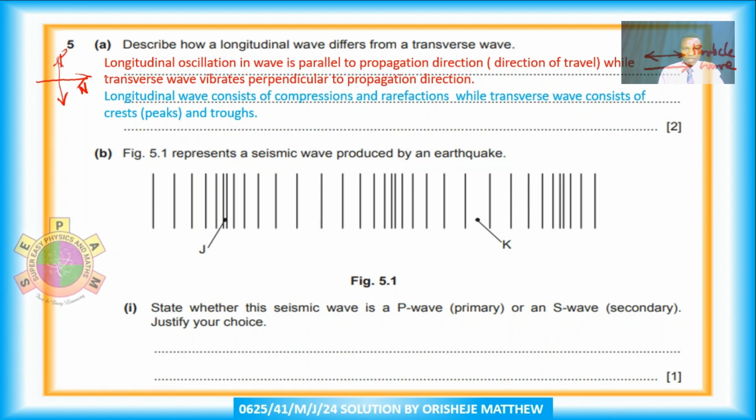Now, a longitudinal wave consists of compression and rarefaction, while a transverse wave consists of crest and trough. Based on the longitudinal wave, like what you have here below in question 5b, which is a P seismic wave, you have rarefaction, compression, rarefaction, compression, where the particles are closely packed in compression and slightly far apart in rarefaction. These alternate in the vibration.